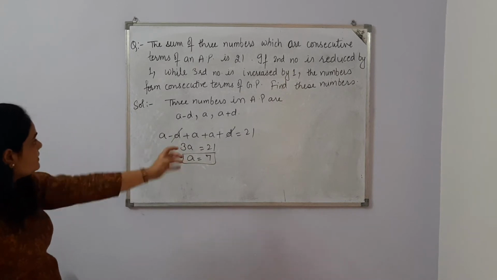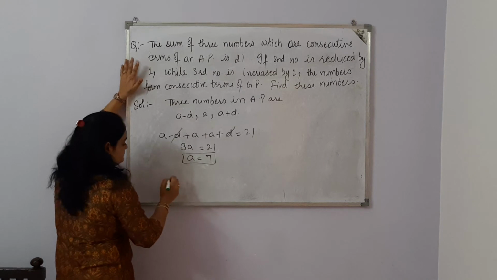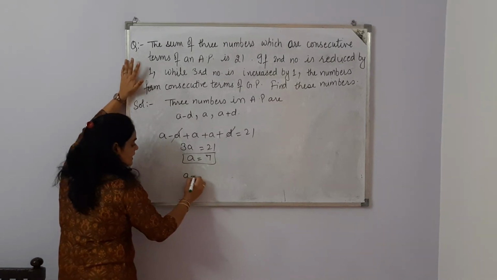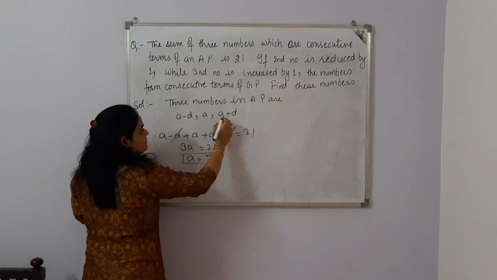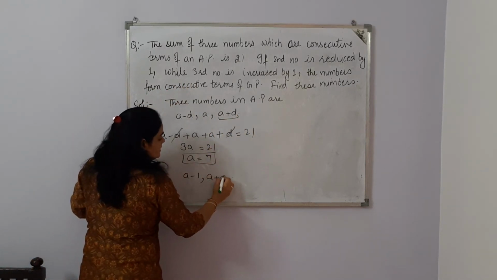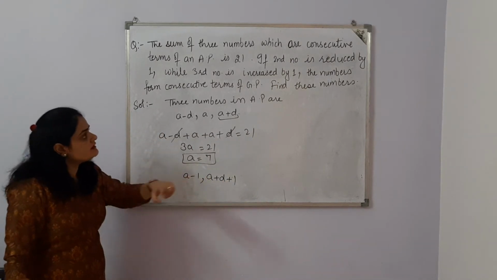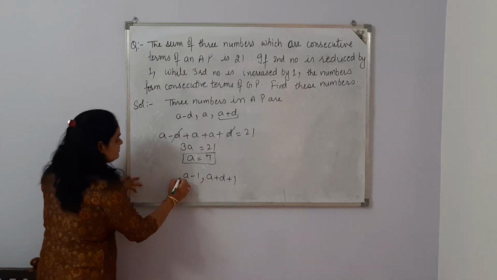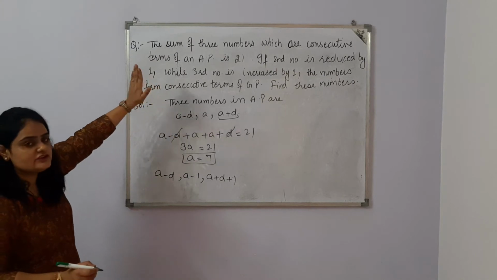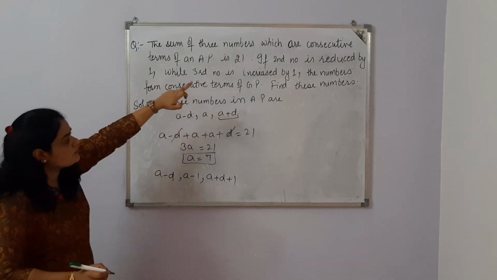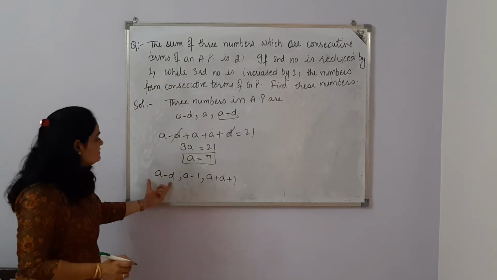Now, if the second number is reduced by 1, the second number is A minus 1, and the third number is increased by 1. Third number is A plus D plus 1. The first number remains as it is. He is not asking about any change in the first number, only the second number reduced by 1 and the third number increased by 1.